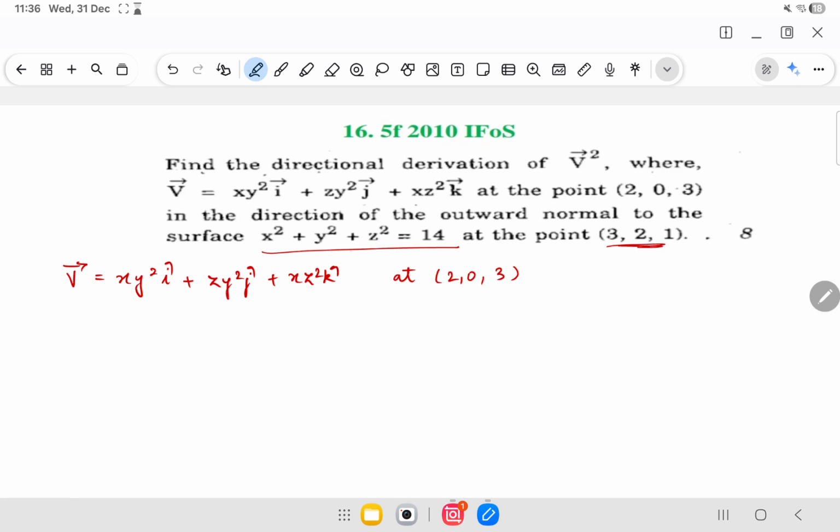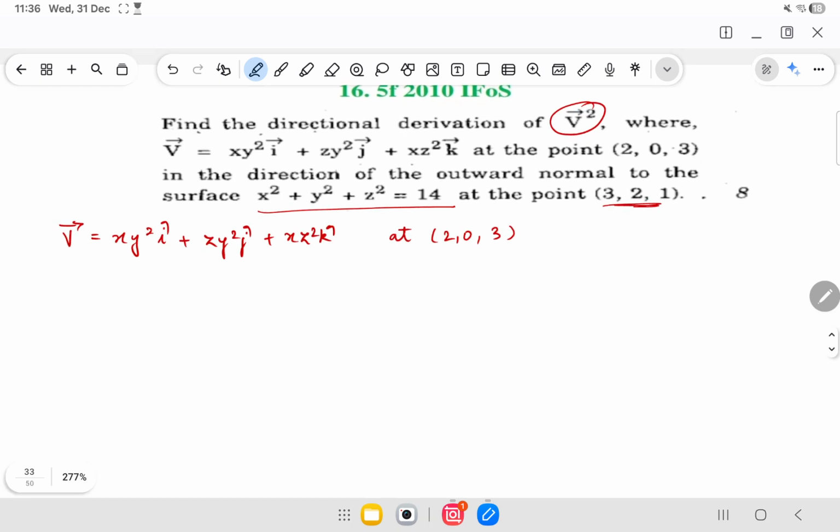So first we need to evaluate this v square, because we are supposed to evaluate the directional derivative of v square, and they have given us v. So v square is basically the dot product of v with v, which is x square y raised 4 plus z square y raised 4 plus x square z raised 4.